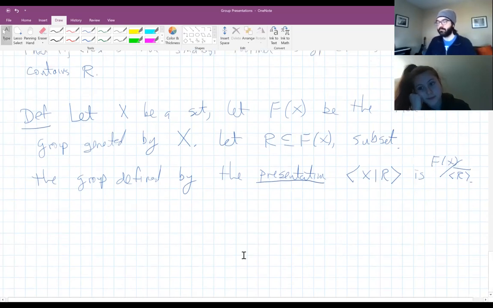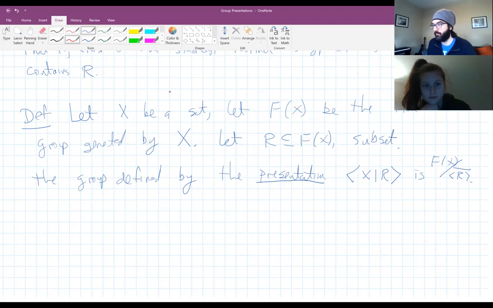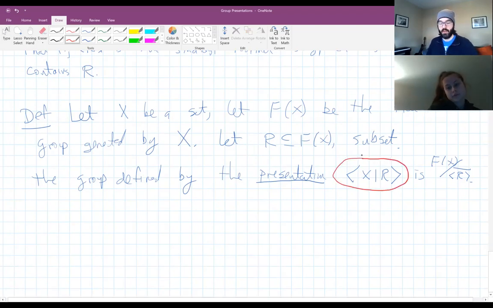Okay. I know you don't have any idea of what this looks like yet. But when you see this notation right here, this is what you think: I have a set, and I'm going to take the free group on that set. That's X, and R tells you what to mod out by.